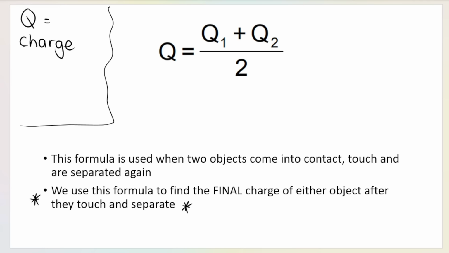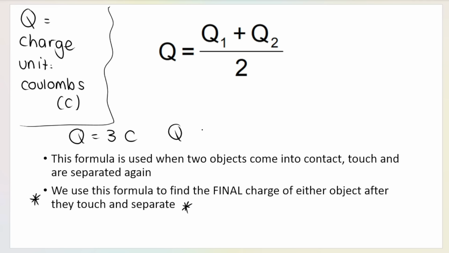So instead of writing out the full word charge, we can use the symbol Q. And the unit for charge is something called coulomb, or C. So for example, if I say Q is equal to 3 C, what I'm saying is the charge of an object is 3 coulombs. You can get charge being negative, or positive. You can also get charge being 0. You get charge, the unit in coulombs.